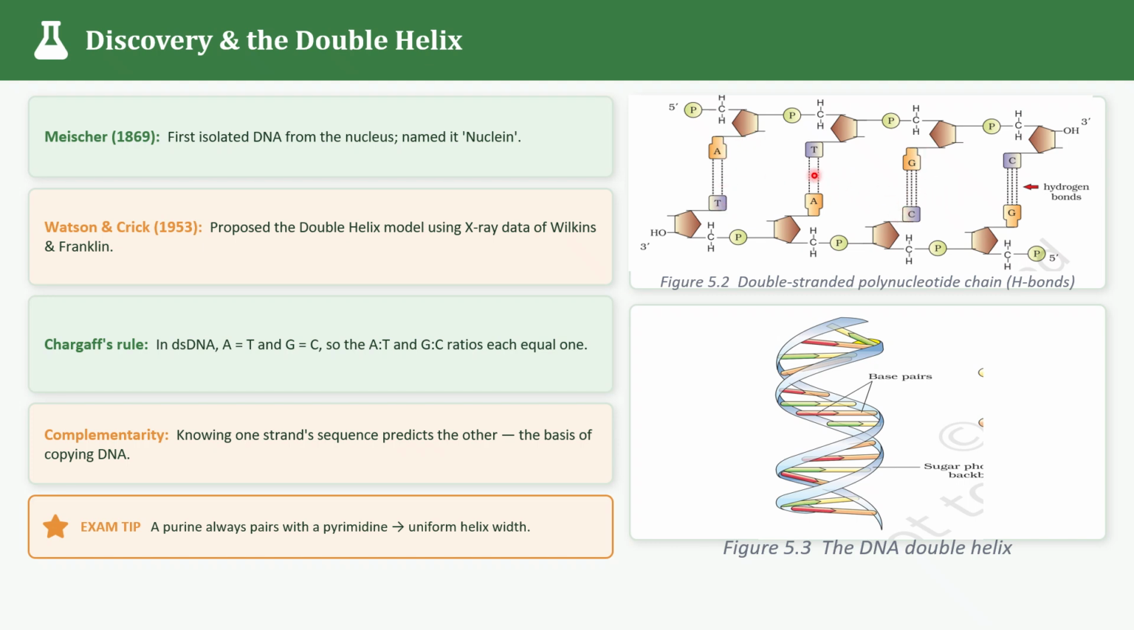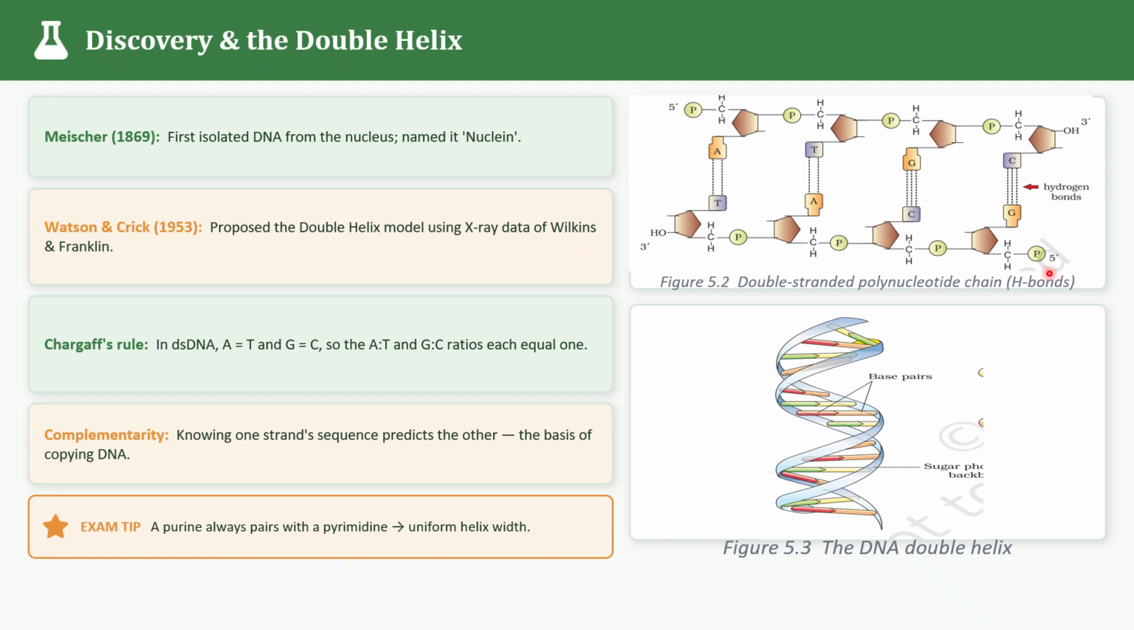So one strand is running from 5' to 3' and the opposite strand is running from 3' to 5'. So the strands run in opposite directions and they are called anti-parallel strands. And another important point is that adenine and guanine are purines, right? So they have double ring bases, whereas thymine and cytosine are pyrimidines, so they have single ring bases. Always a purine pairs with a pyrimidine only.